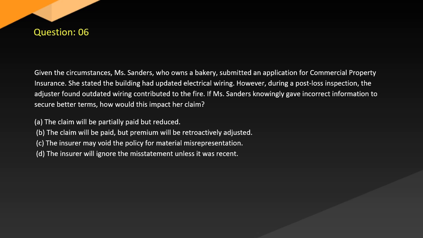Question 6. Ms. Sanders, who owns a bakery, submitted an application for commercial property insurance. She stated the building had updated electrical wiring. However, during a post-loss inspection, the adjuster found outdated wiring contributed to the fire. If Ms. Sanders knowingly gave incorrect information to secure better terms, how would this impact her claim?